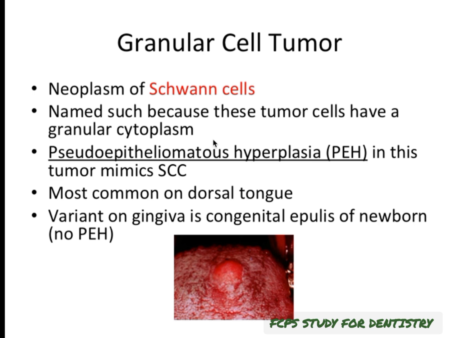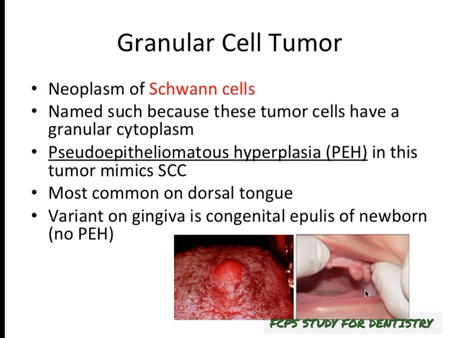Now this is most common on the dorsal tongue, which I have pictured here. It's a little hard to orient, but that is the dorsal tongue. And a variant on gingiva is known as the congenital epulis of the newborn. It's also kind of a lump or bump, like all the things we've talked about so far. But this time, if you did a biopsy and looked under the microscope, it wouldn't have this characteristic PEH, but otherwise would have the granular cytoplasm, everything else similar in terms of a neoplasm of Schwann cells.